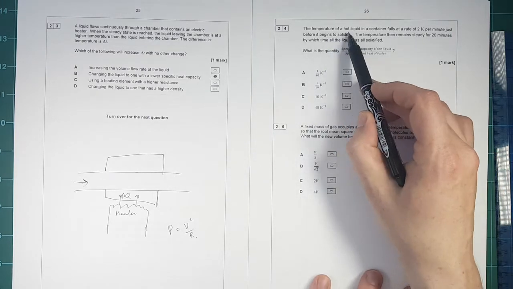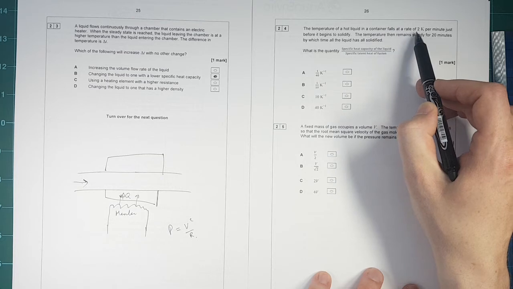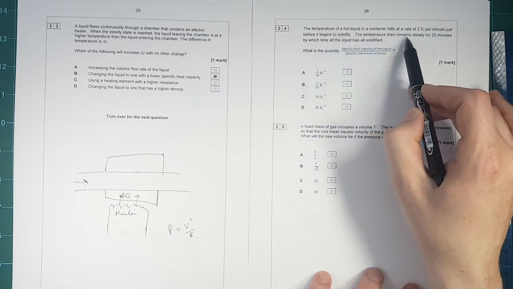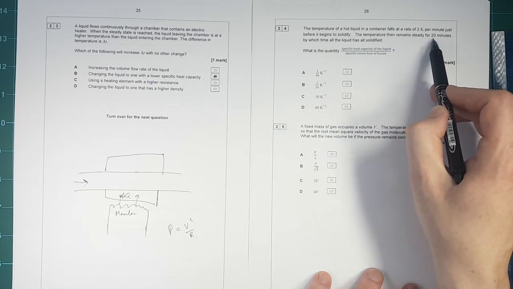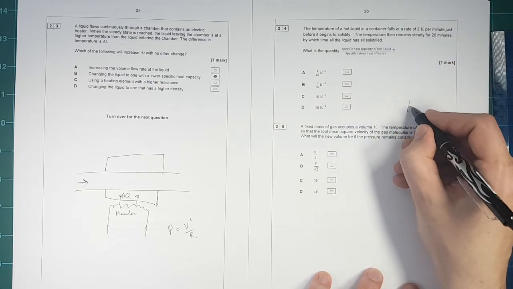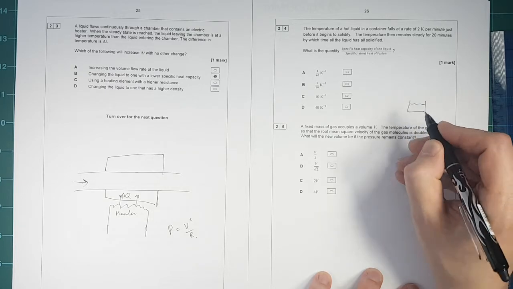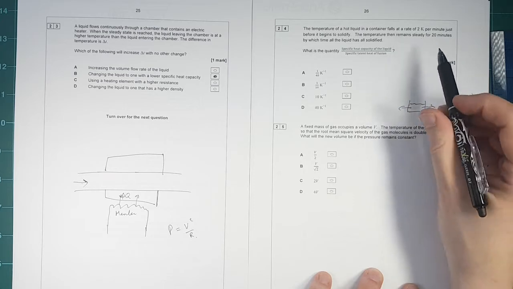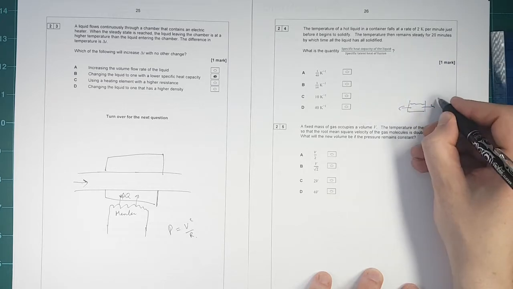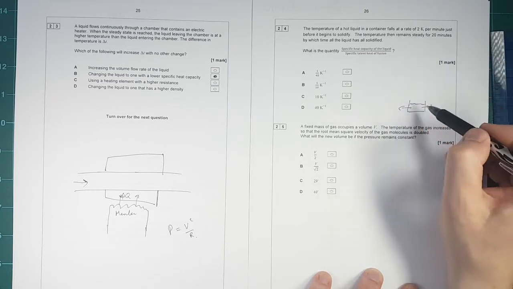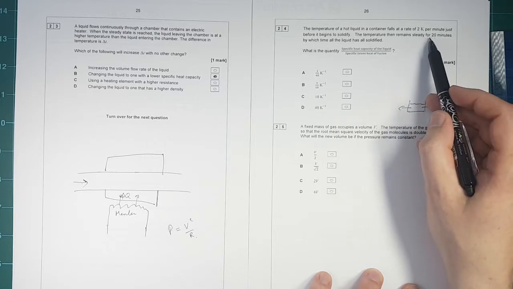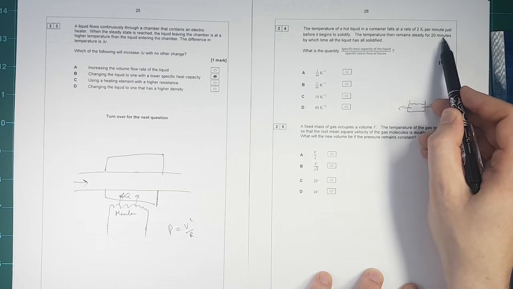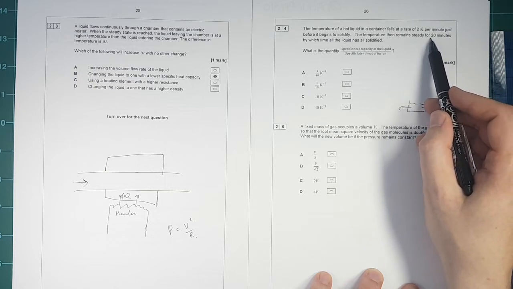Right, the temperature of a hot liquid in a container falls at a rate of 2 Kelvin per minute just before it begins to solidify. The temperature remains constant for 20 minutes. So what the idea is here, you've got some liquid and it's losing heat, such that every minute it loses 2 Kelvin of temperature. And then, once it reaches its freezing point, it continues to lose heat and takes 20 minutes to freeze.